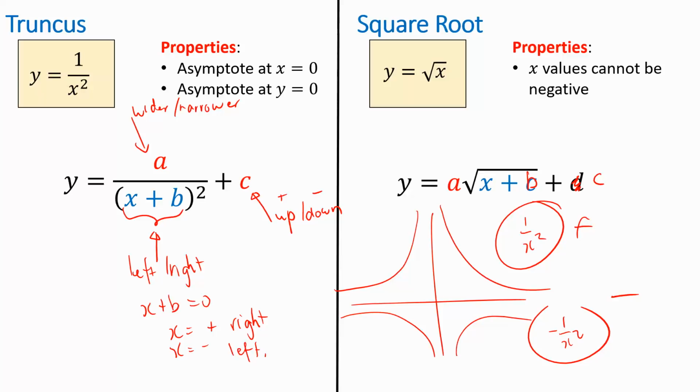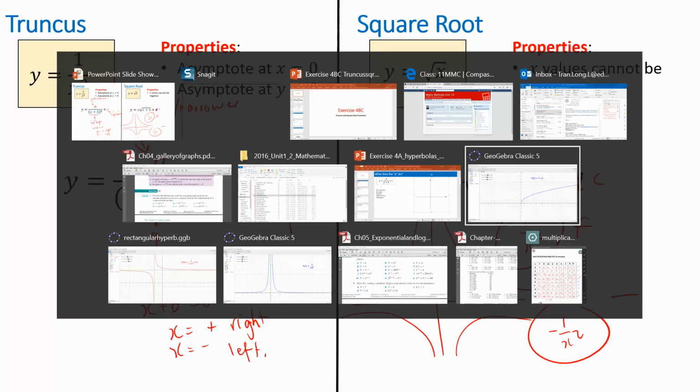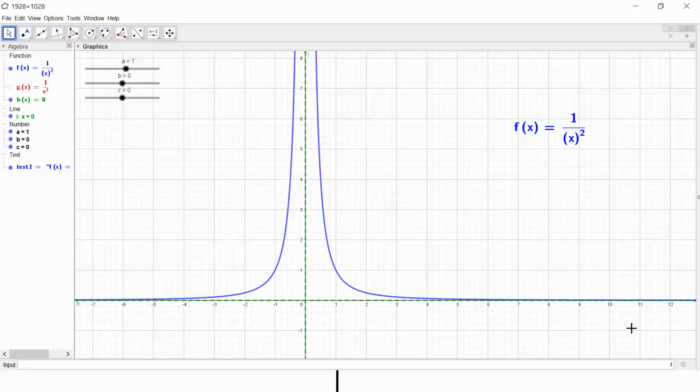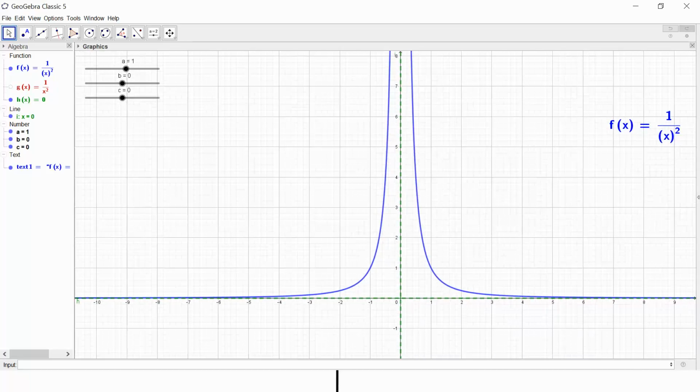So that's all the properties you need to know for truncus, and I'm going to show you on GeoGebra what happens when I move left to right. These two asymptotes will follow, everything else will go the same. Okay, so here we go. Let's look at an example here. I'm going to go to my truncus function. So here we go, this is my truncus. 1 on x squared.